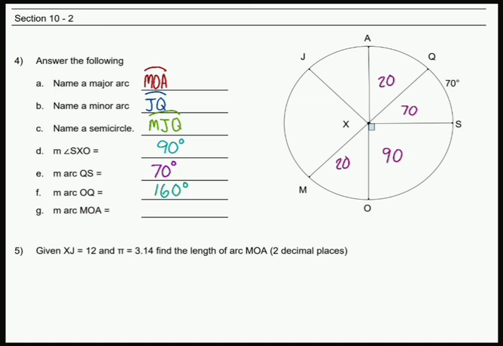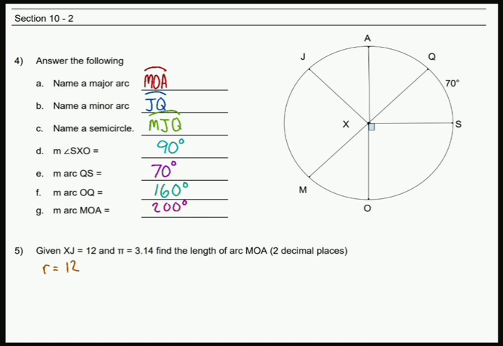To find the last arc, AQ, we notice that it is a vertical angle with MO, which means it is also 20 degrees. So now we just add up all the arcs. 20, 70, 90, 20. That gives us 200 degrees. Just double check. 3 letters means 180 or bigger. 200 is bigger than 180. We're supposed to find the measurement of arc MOA.